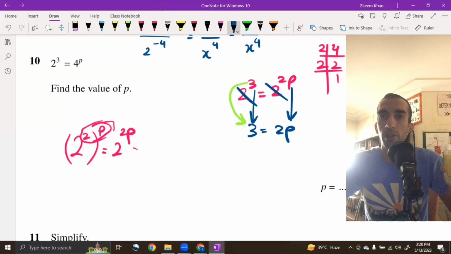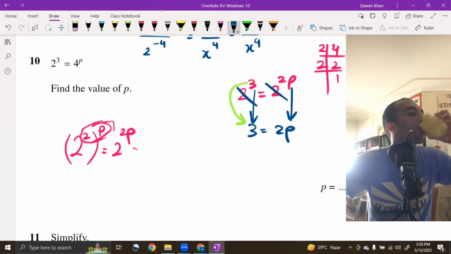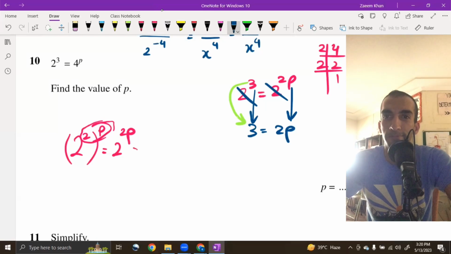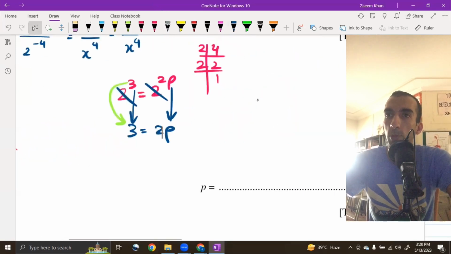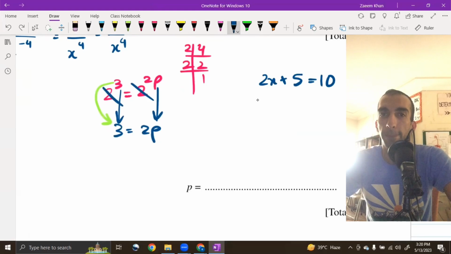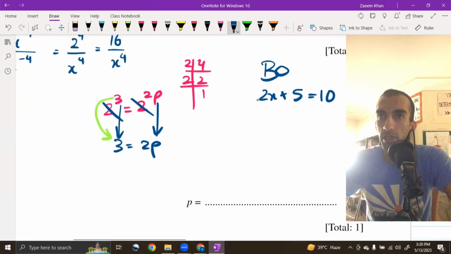What can I do to find the value of p? Not too sure? I don't know. No problem. Let's solve this. 2x plus 5 is equal to 10. How would you isolate the variable x? Divide 10 by 2? But that's the last step.